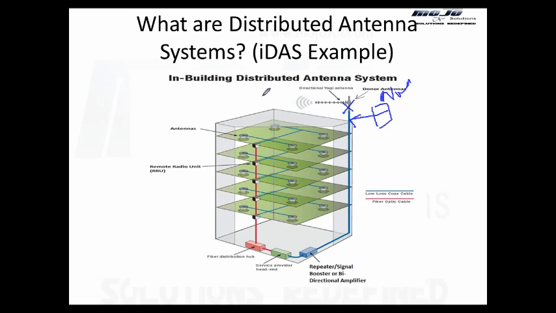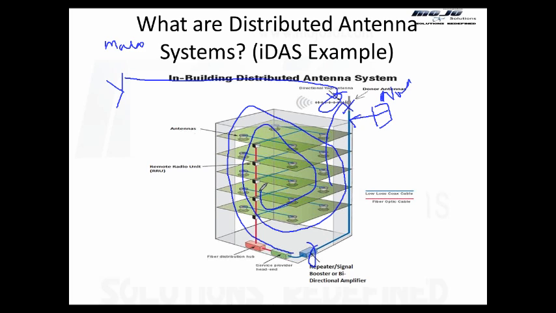There is no microwave antenna. This Yagi antenna is representing the macro site. So what it's basically doing is receiving the signal from the macro site and amplifying that signal and distributing it within the building.